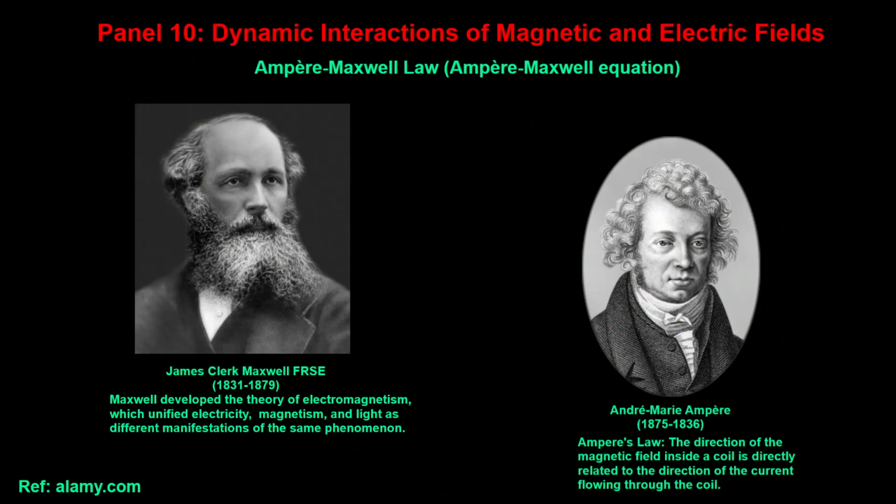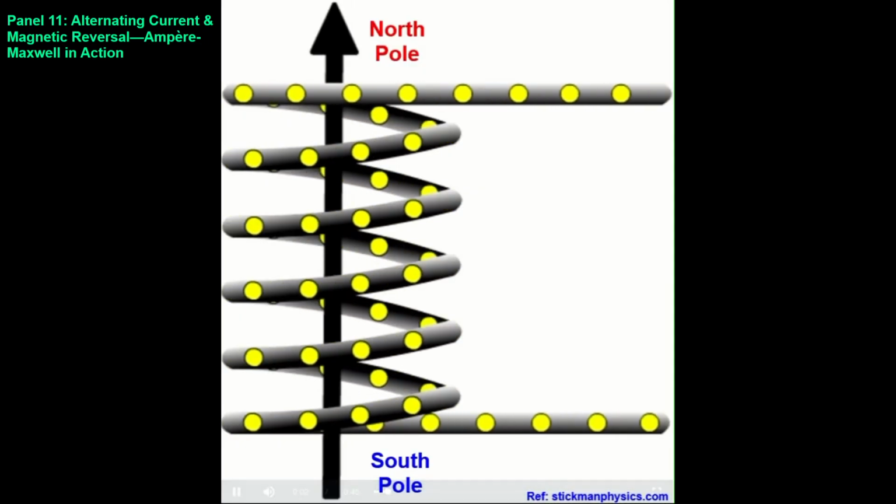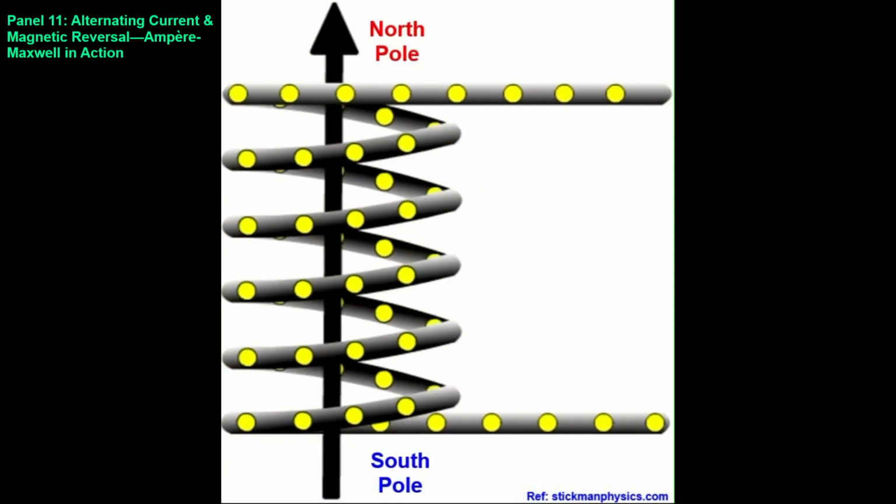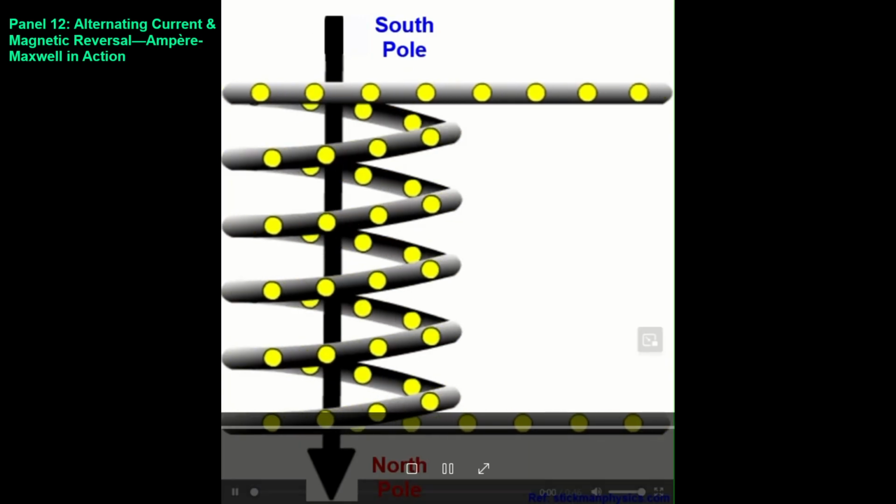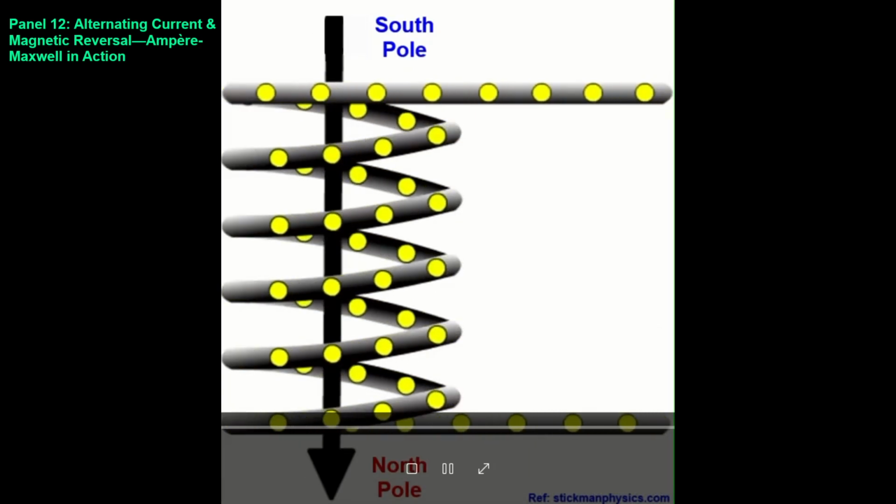Magnetic and electric fields interact dynamically, essential for excitation and ionization. The Ampère-Maxwell law explains charge oscillations generating magnetic fields, while Faraday's law describes how changing magnetic fields induce electric currents. Alternating current reverses direction, flipping the magnetic field, following the Ampère-Maxwell law.